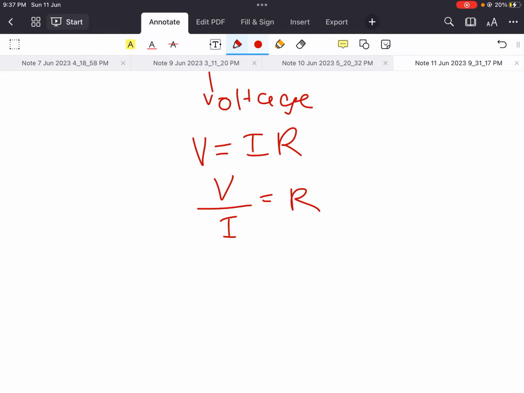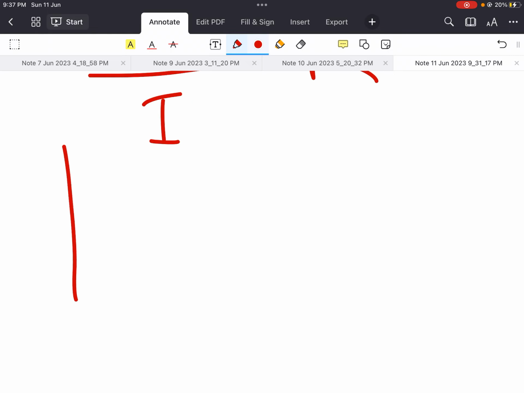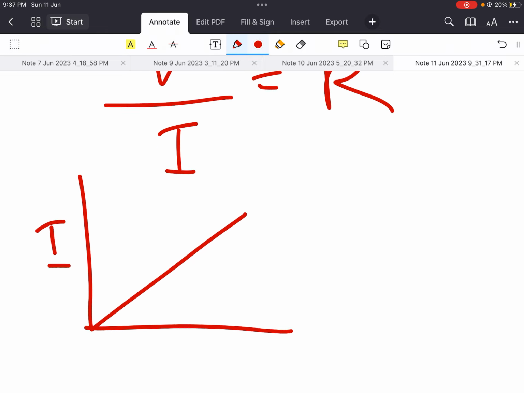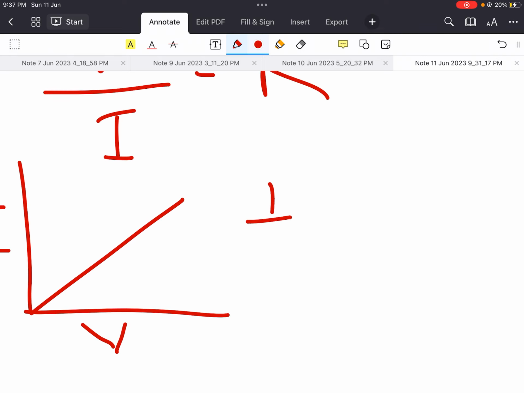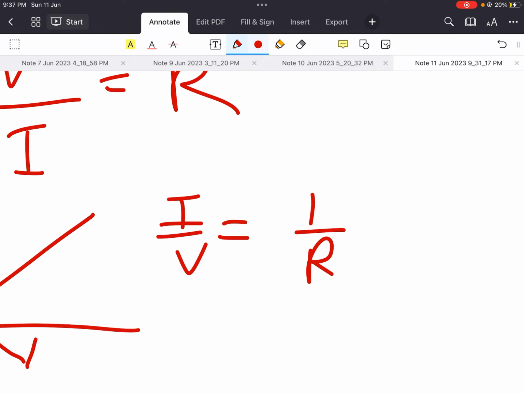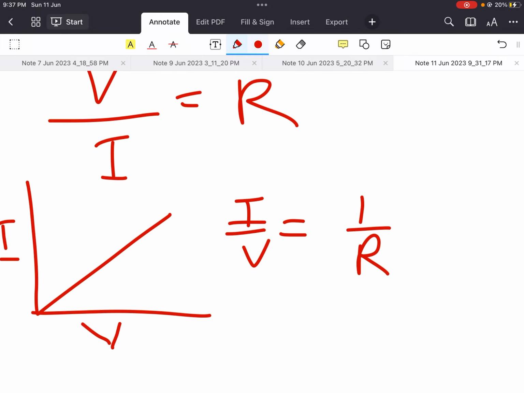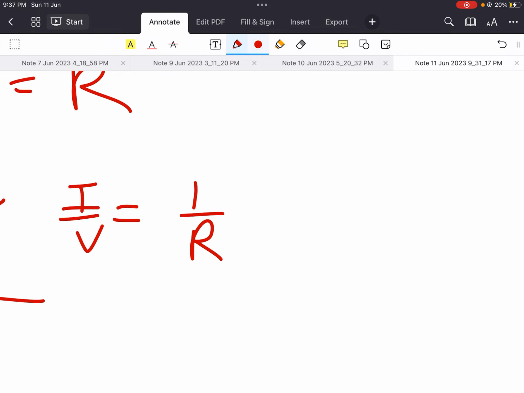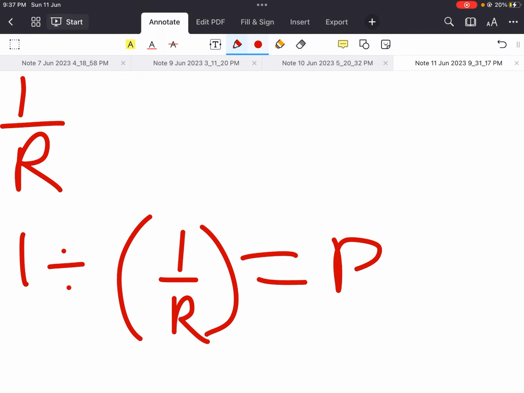And what you can also do is plot a graph, right? They're commonly known as IV graphs. You plot an IV graph, current on your y-axis, voltage on your x-axis, and then you calculate the gradient, I divided by V, which is basically equal to 1 over R, right? So your gradient is the reciprocal of the resistance, and then after that you do 1 divided by your gradient, which is 1 over R, to give you the value for R.